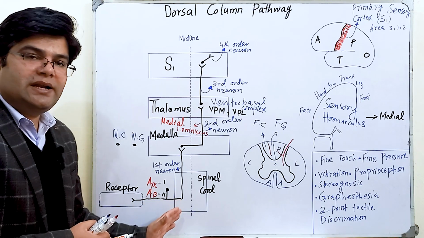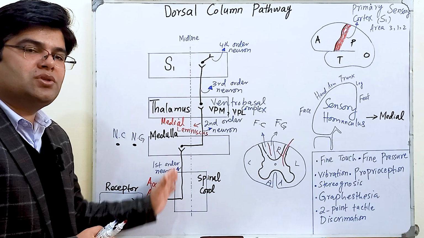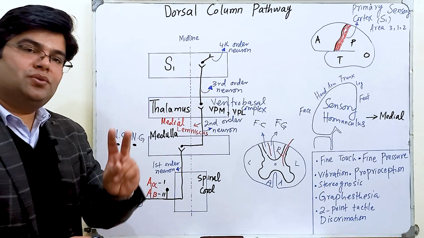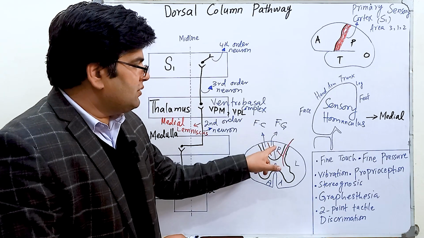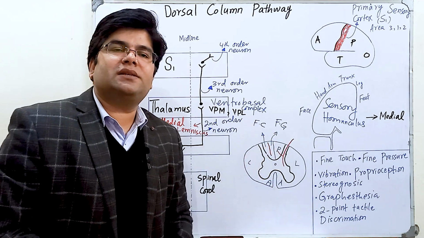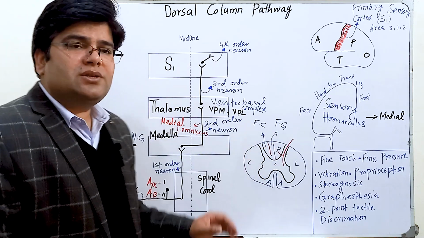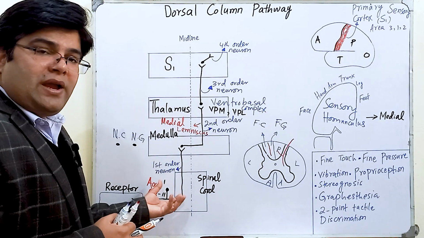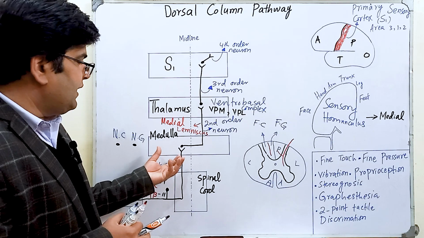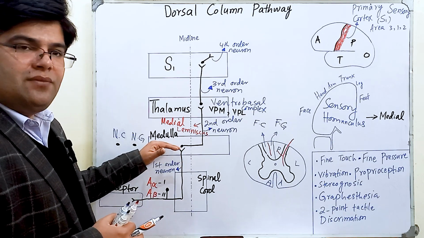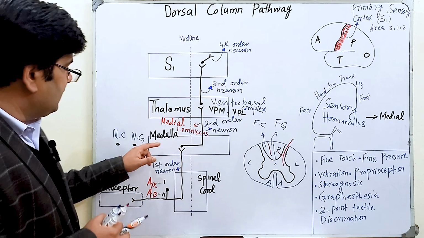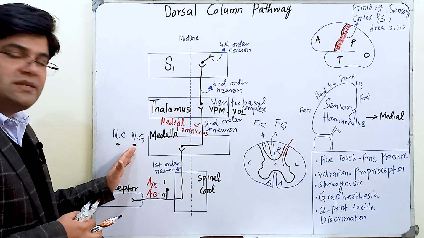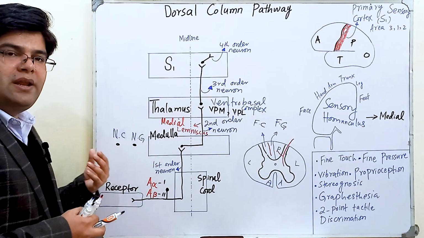First order neurons ascend ipsilaterally, which means without crossing over in the spinal cord, and these fibers are located in two tracts. One is the fasciculus gracilis medially, and that takes signals from the lower part of the body, and the other is the fasciculus cuneatus, which is lateral, and that takes signals from the upper part of the body. These tracts find the relay nuclei in the upper part of the medulla dorsally. These nuclei are called dorsal column nuclei, nucleus gracilis medially, and nucleus cuneatus laterally.